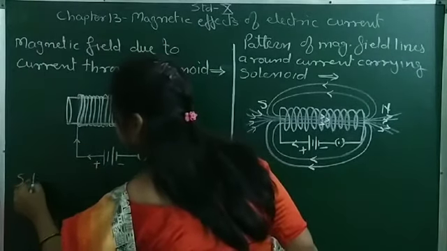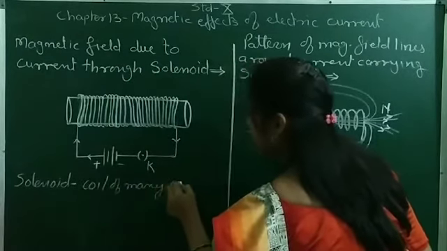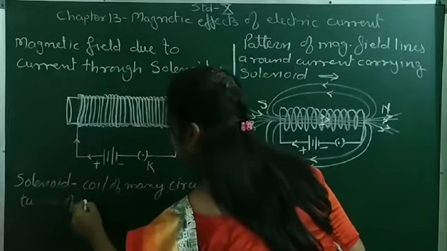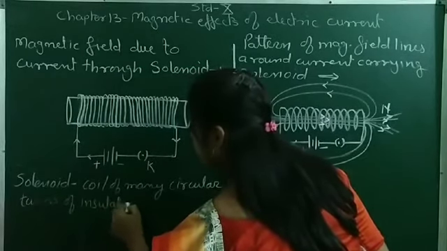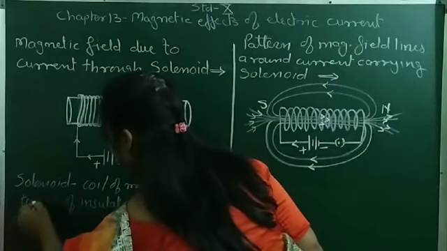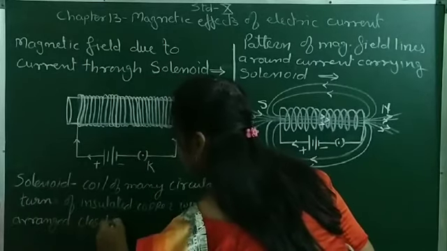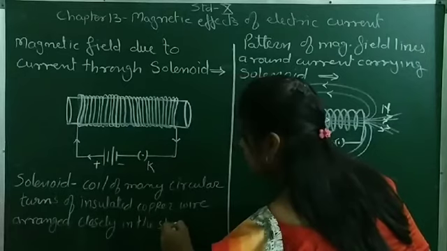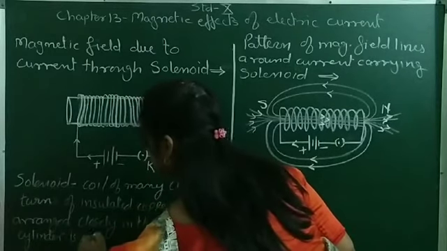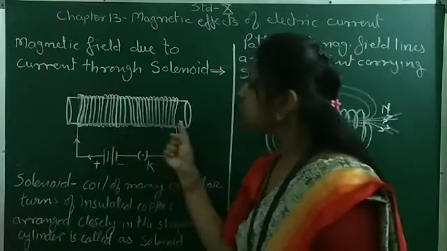So what is a solenoid? A solenoid means a coil of many circular turns of insulated copper wire arranged closely in the shape of a cylinder. This is called a solenoid.